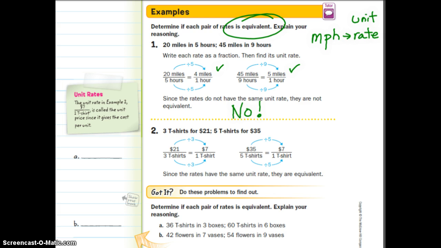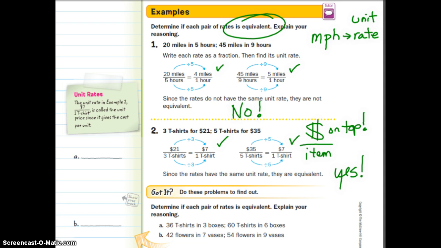Now we're talking about t-shirts. Oh, everybody look, they put money on top. Yay! Money always goes on top, and then the item goes on bottom. Money on top. Remember that. Okay, so we have $21 for 3 t-shirts. If we divide by 3, we get $7 a t-shirt. And then we have $35 for 5 t-shirts. If we divide by 5, we get $7 for 1 t-shirt. Hey, look, they match. In this case, yes, they are equivalent.